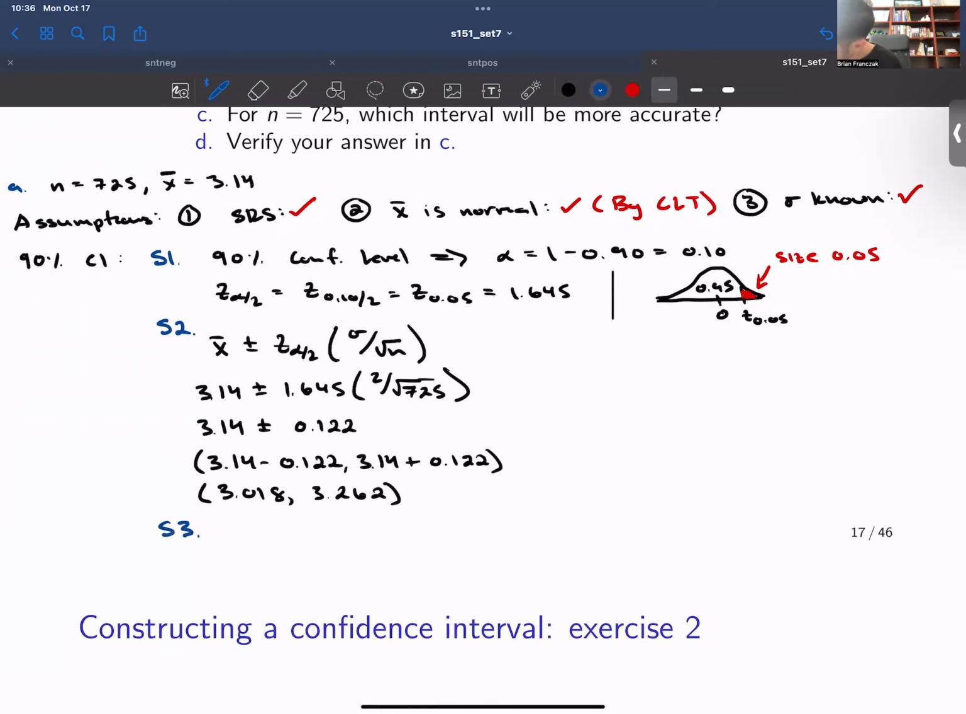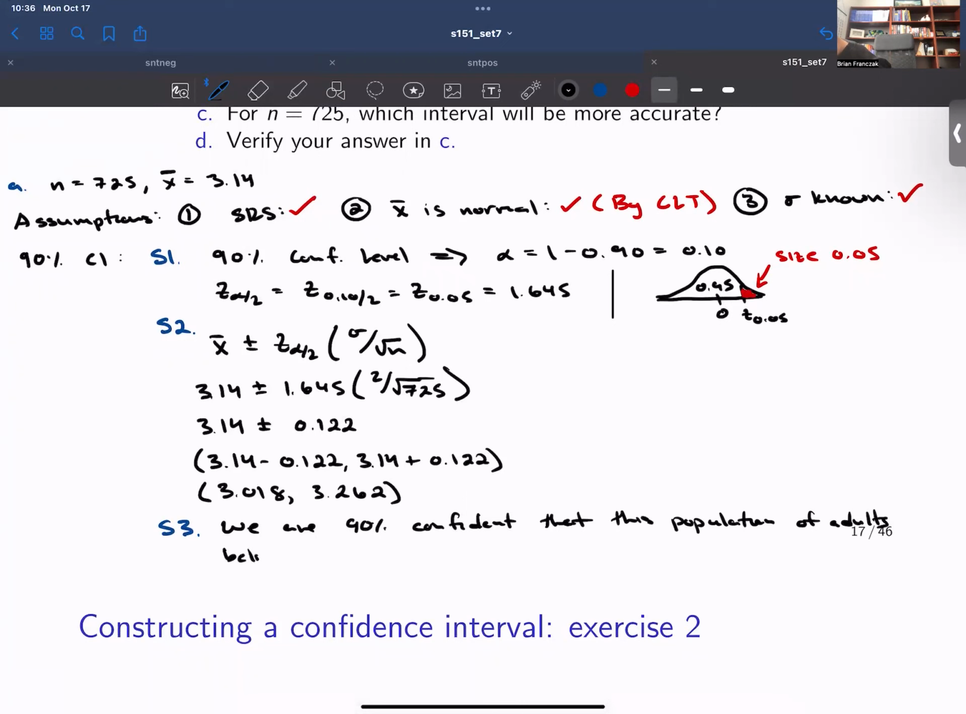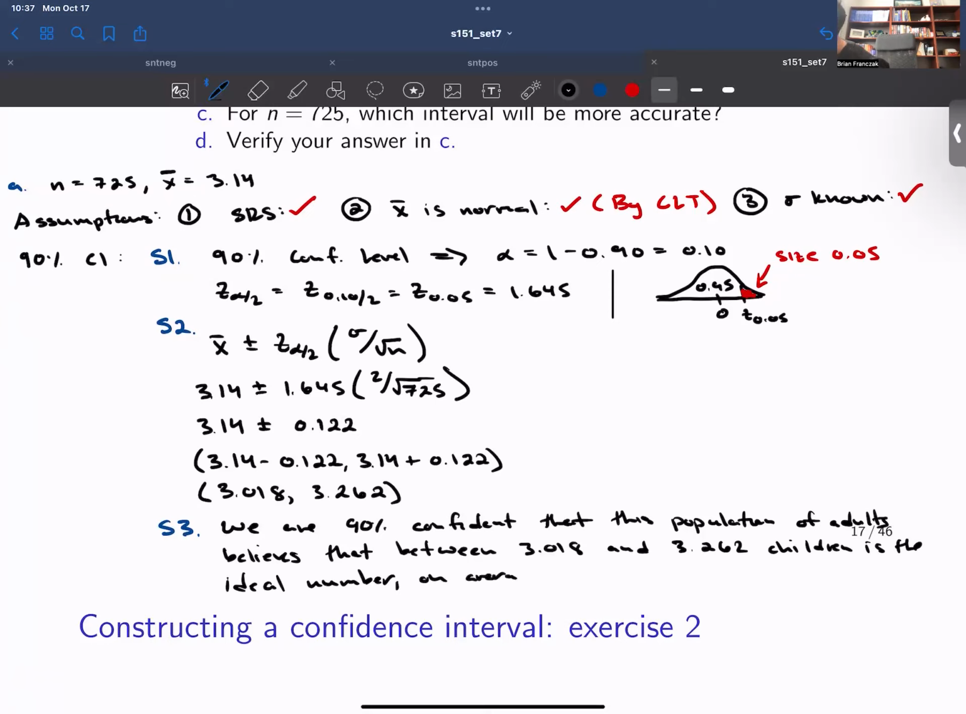All right, and then we can say something like, we are 90% confident that this population of adults believes that between 3.018 and 3.262 children is the ideal number on average.